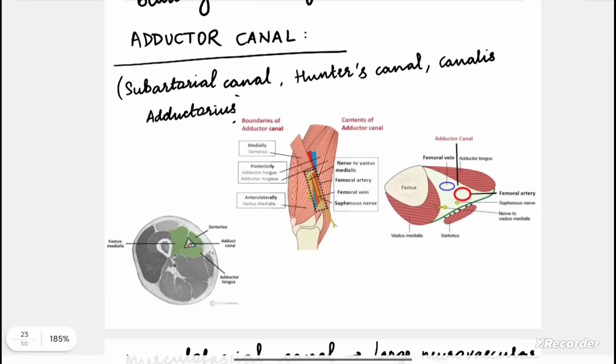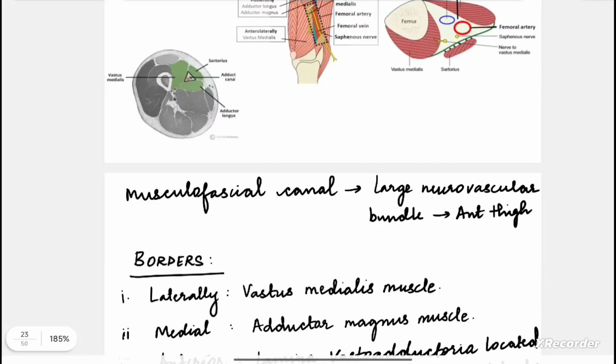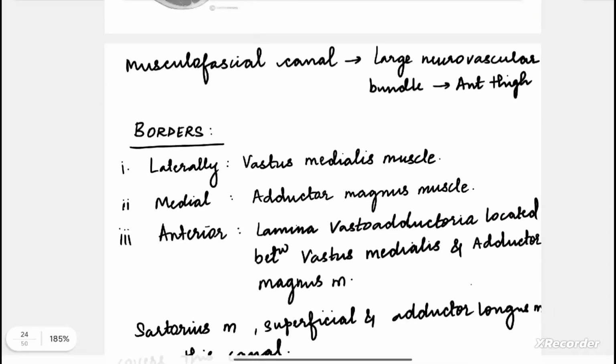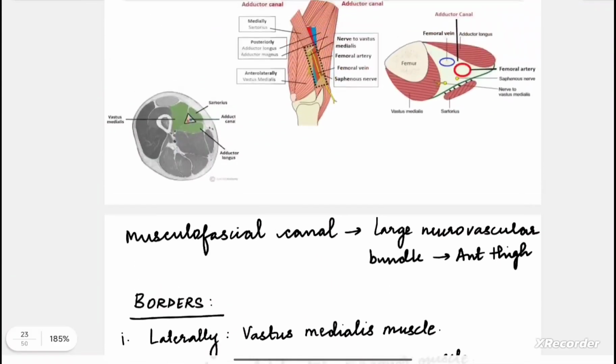Next is the adductor canal. It is also called the subsartorial canal, Hunter's canal, canalis adductorius. See, it is a musculofascial canal. It has large neurovascular bundles in the anterior region of the thigh. What are the borders? Laterally there is vastus medialis. Medially, adductor magnus muscle.